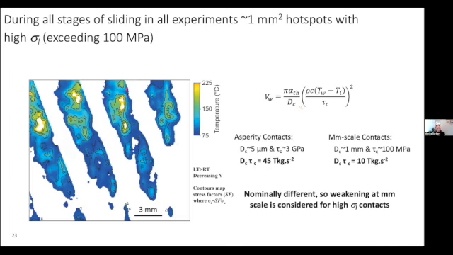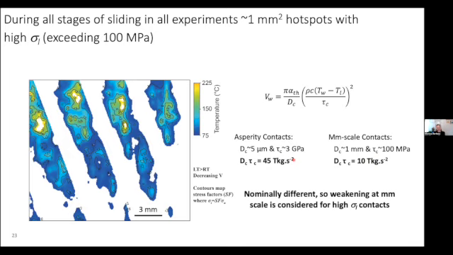If we think about these millimeter scale hotspots that we're seeing in all of our experiments, we know they're about 1 millimeter squared in diameter. If we assume that they have a contact shear strength of 100 megapascals, which we've measured and calibrated with our modeling and our thermography, and if we make the assumption that those contacts are critically stressed and that the measured normal stress is close to their contact shear strength, then the denominator, if we consider those millimeter scale contacts in the flash weakening context, is 10 terakilograms per second squared. But that's nominally different from asperity contacts.